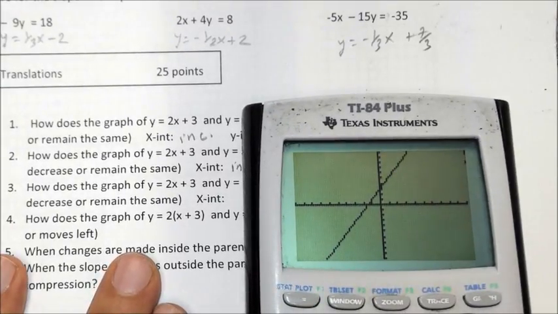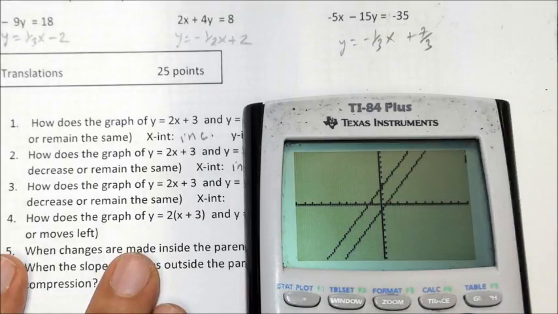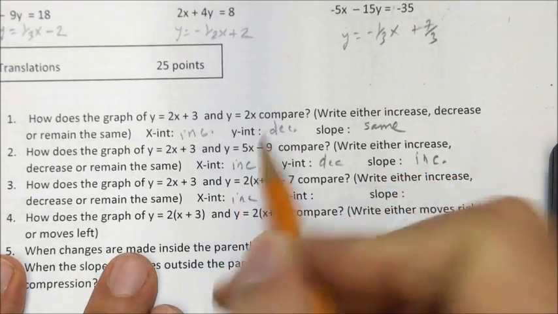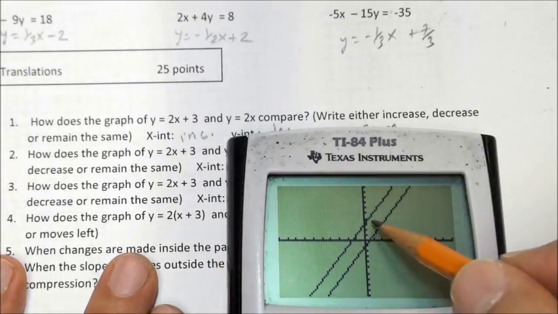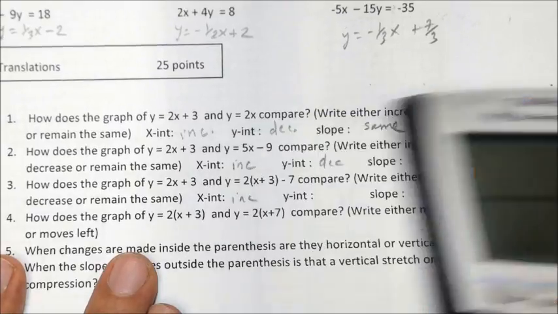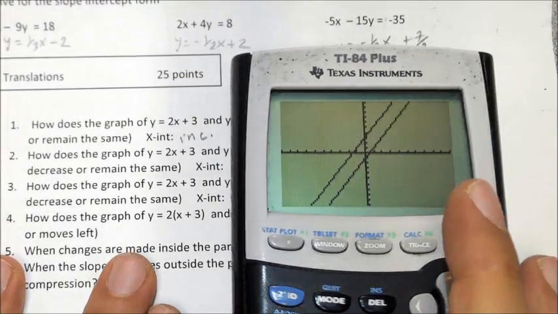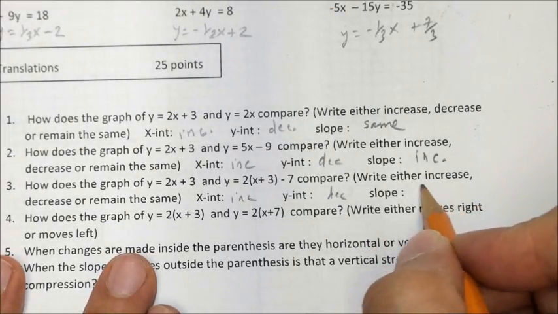Again, here's the first one. Here's the second one. The x-intercept, again, moved to the right, so it increased. The y-intercept decreased. And this is parallel, which means the slopes are the same.